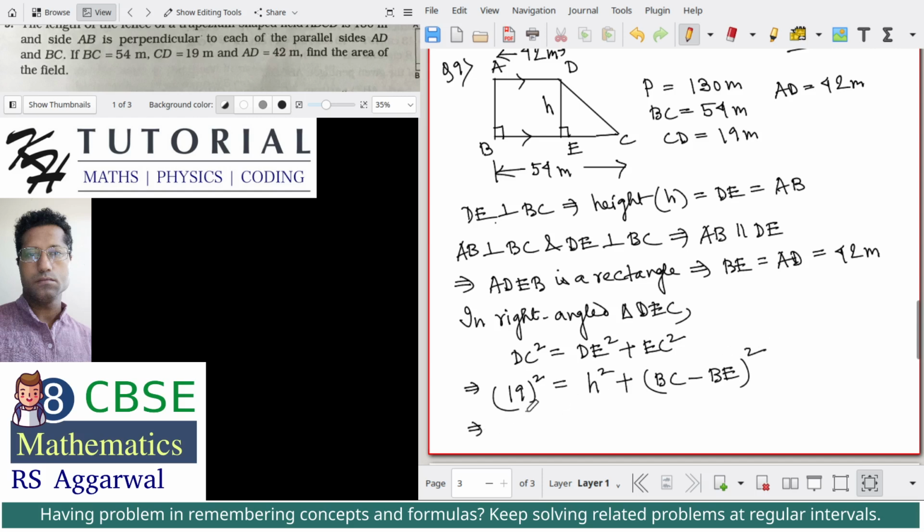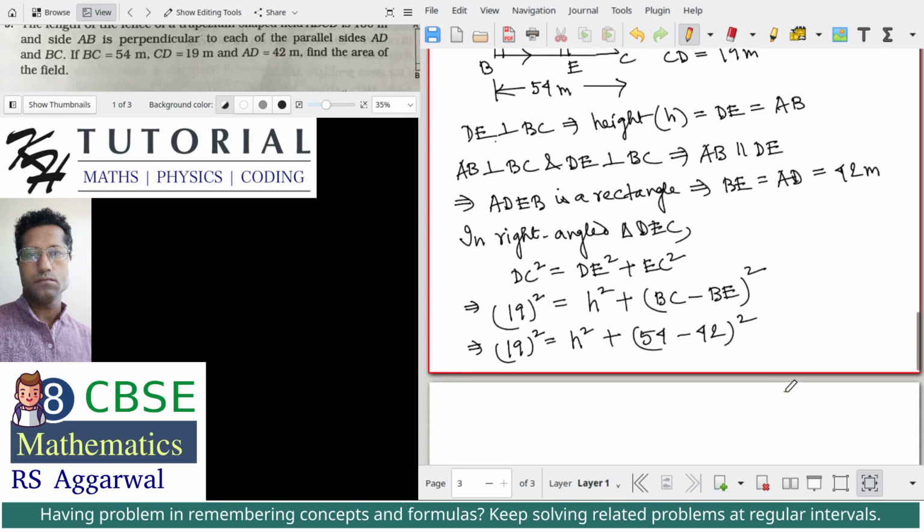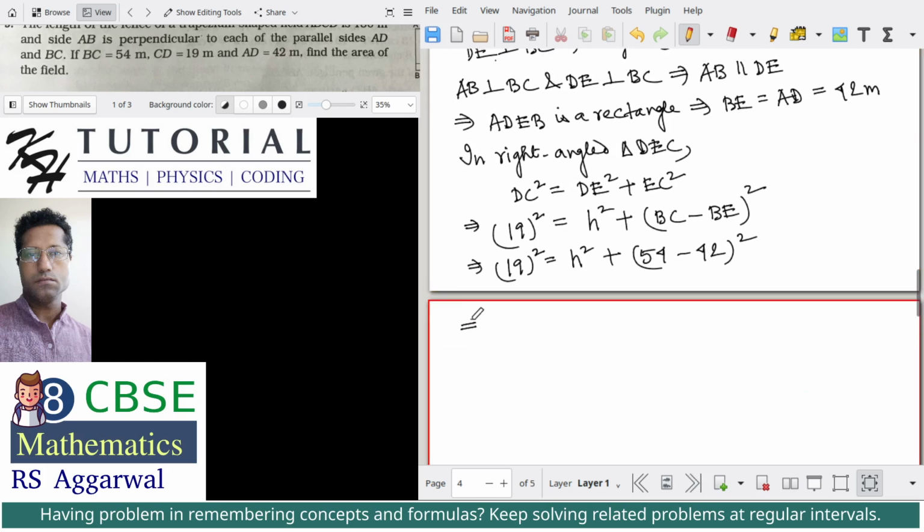This implies 19 square is equal to H square plus (BC minus BE) square. BC minus BE is 54 minus 42, squared. So we have to find the value of H from this equation. 19 square is equal to H square plus, 54 minus 42 is 12, square.